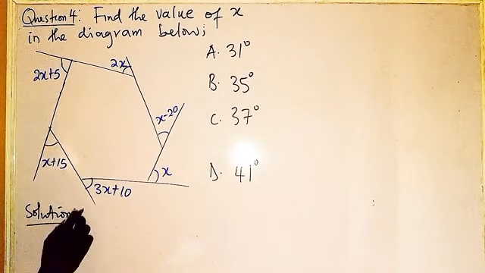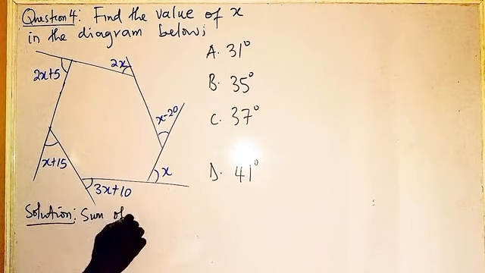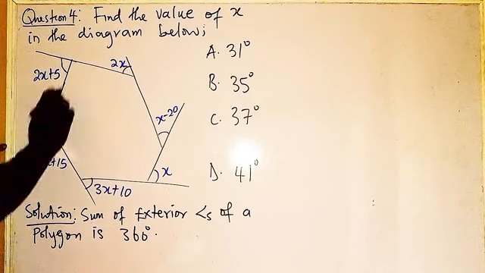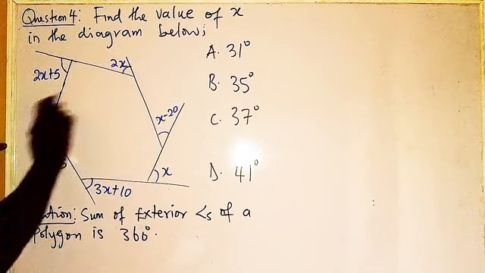Now, solution. I want you to take it and write it down. The sum of exterior angles of a polygon is 360 degrees, any form of polygon you have. So if it is exterior angles you are talking about, just sum all the exterior angles together and they must give us 360 degrees, right? So therefore we're going to put 360 together and add everything.